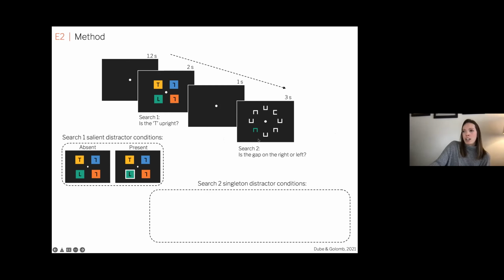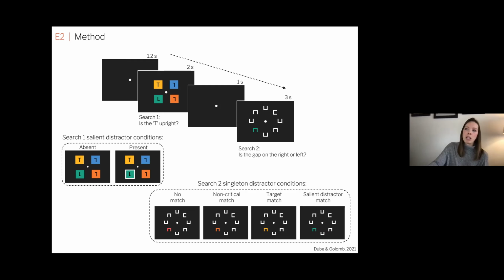So we manipulated the color of a singleton distractor that was always present in the display. And so here I'll point out there was always a singleton distractor present, so we predict that there's always going to be some degree of capture here. What we're looking for is exacerbated capture when this color matches the contents of memory.